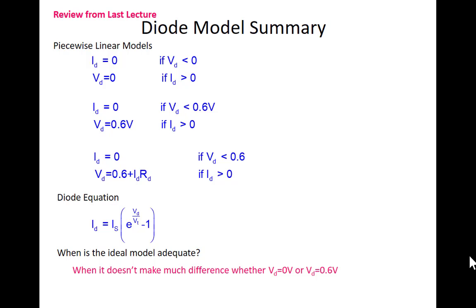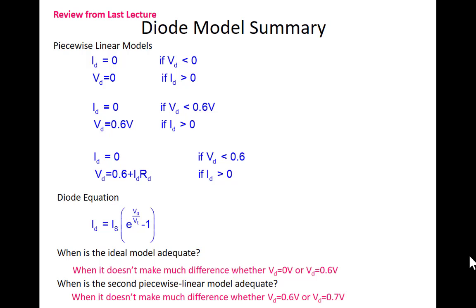If you want to know if this one's good enough, a good test, that's the second piecewise linear model, put in 0.6 volts and 0.7 volts. That's a real big range in currents that would result in that from the diode equation. And if you don't get much difference in the results when you put 0.6 and 0.7 in, then that model's probably good enough. But you've solved the problem twice. But solving a simple problem twice is oftentimes much easier than solving a harder problem once. Make sense?